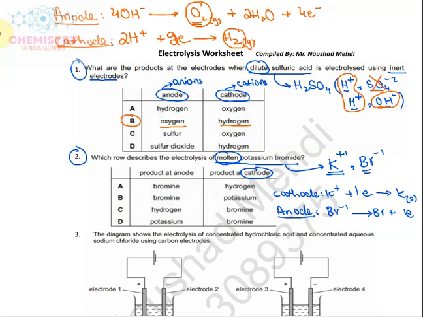But you all know that halogens are in the form of diatomic molecules. Bromine is a halogen, right? So it would be in the form of Br2. So you'd be needing 2 bromide ions for that, and it would be losing in total 2 electrons. So at the anode you are getting bromine, right? And at the cathode you are getting potassium. So at the cathode we are getting potassium, and at the anode we are getting bromine. So option B is the correct answer for this.